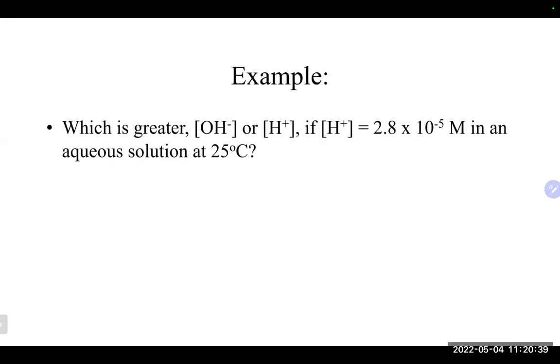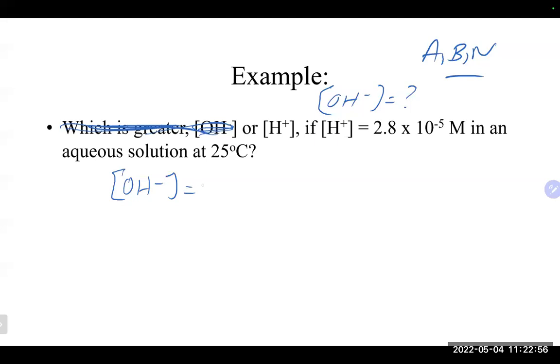All right, let's try a couple more here. We're not worried about which one's greater. Let's just calculate the OH minus concentration here. And is it acidic, basic, or neutral? This again would be 1 times 10 to the minus 14 divided by 2.8 times 10 to the minus 5.